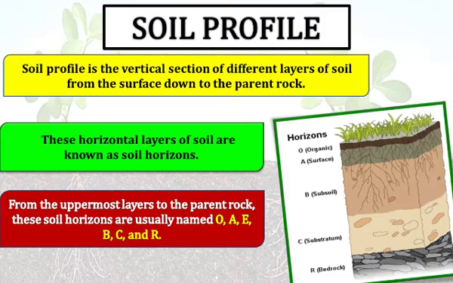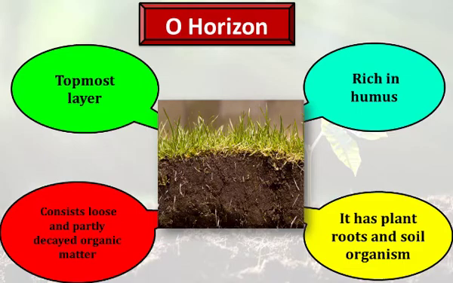Soil profile. Soil profile is the vertical section of different layers of soil from the surface down to the parent rock. These horizontal layers of soil are known as soil horizons. From the uppermost layer to the parent rock, these soil horizons are usually named O, A, E, B, C and R.